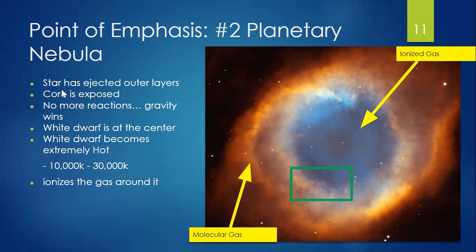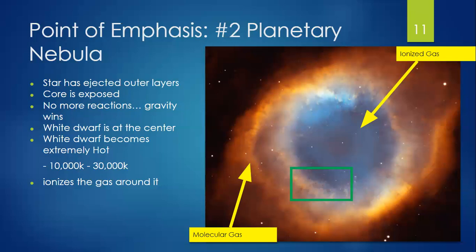So as you can imagine, you have an apple, and let's say this apple pulsates, and every time it pulsates, a strong wind pushes out layers and layers of that apple, and eventually you're left with the core of the apple. Now, when you have the core of the apple, there's no more reaction. Gravity wins because there's no more outward radiation pressure. So the core contracts and creates a white dwarf at the center. These white dwarfs become extremely hot, anywhere from 10,000 to 30,000 Kelvin, hot enough to ionize the gas around it.